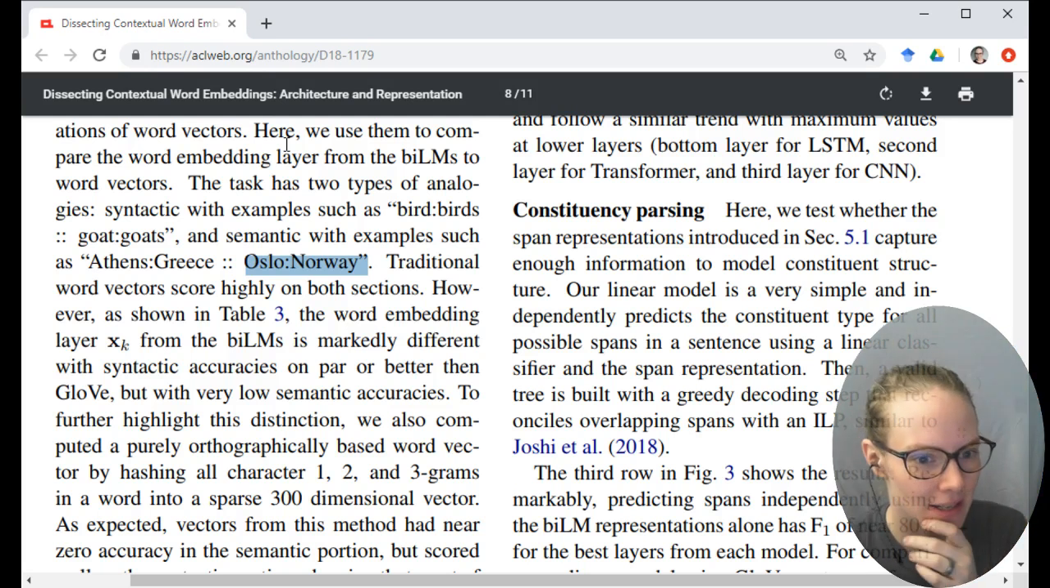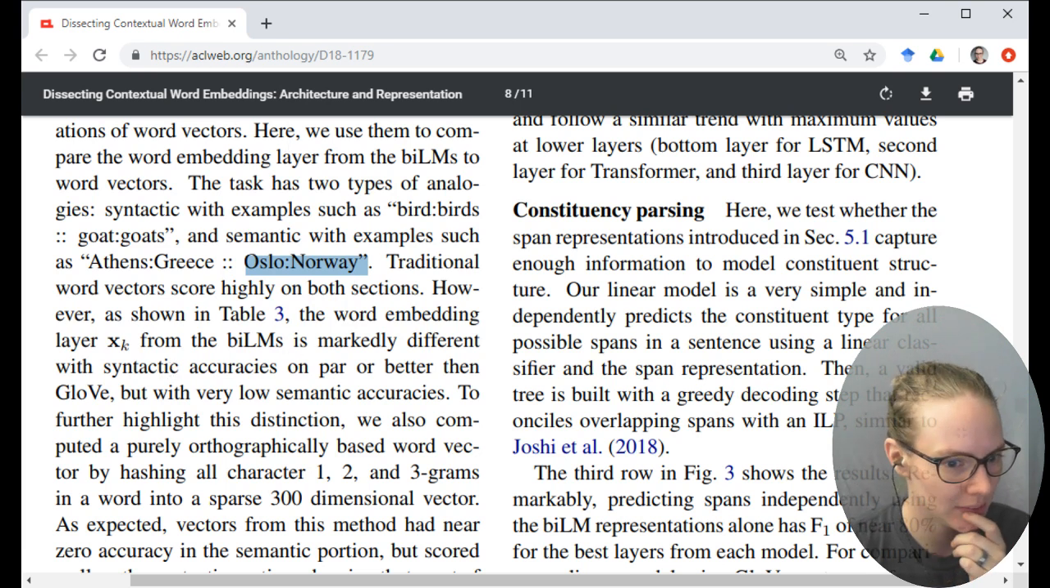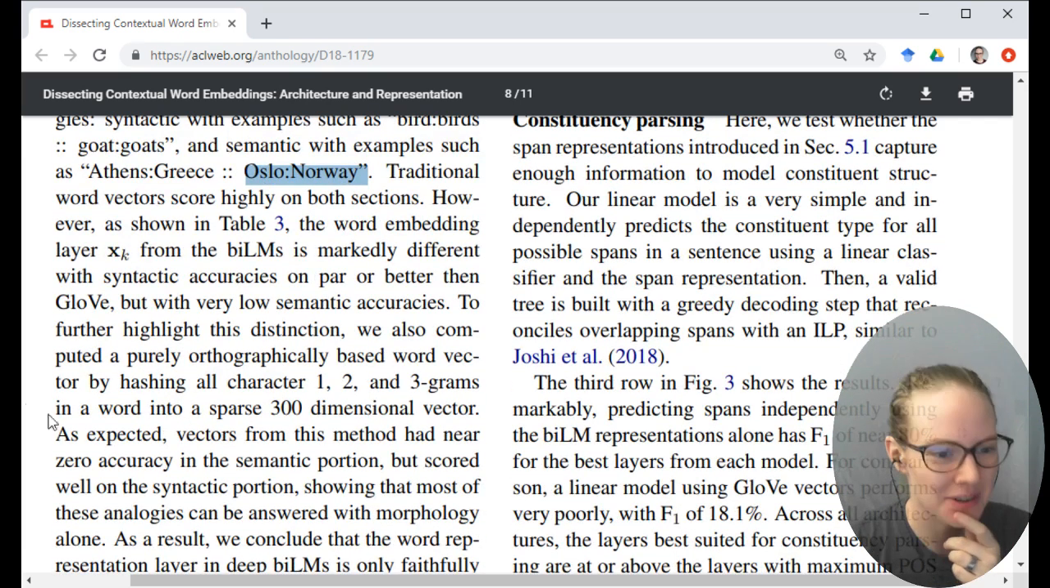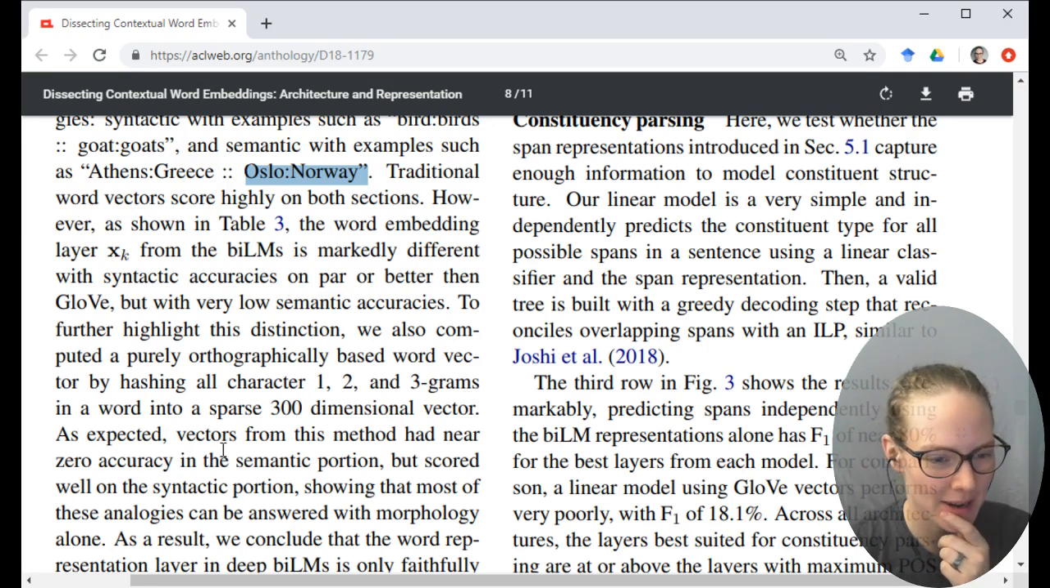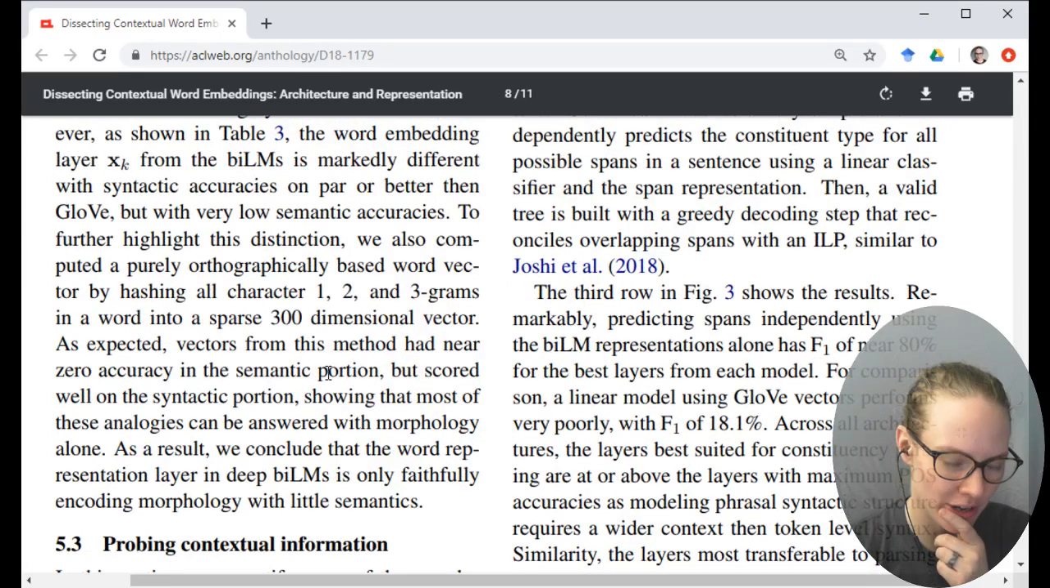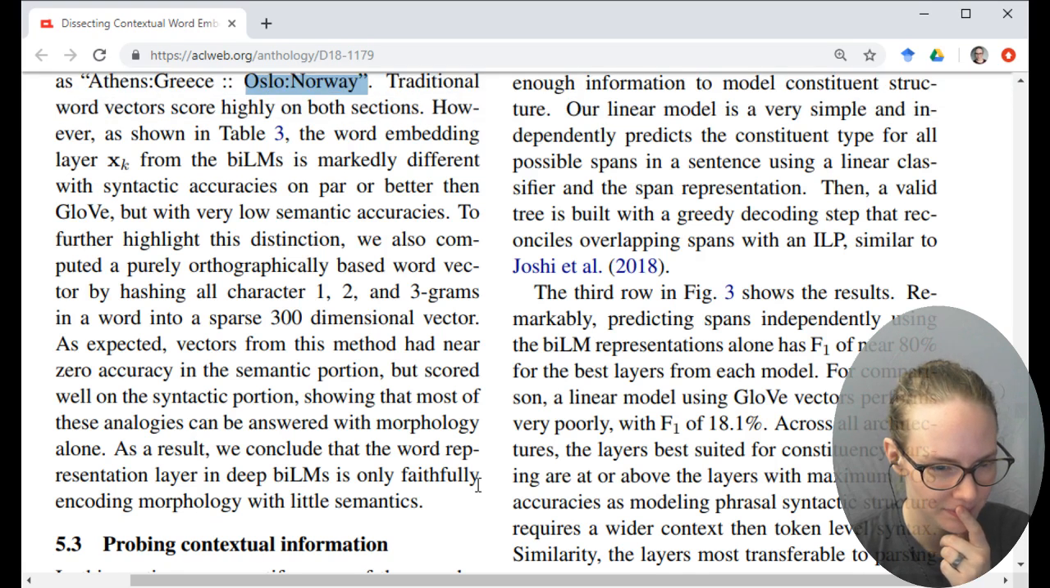In a word with sparse three-dimensional vector, as expected, vectors from this method had near zero accuracy on the semantic portion, but scored well on the syntactic portion, showing that most of these analogies can be answered with morphology alone. As a result, we conclude that the word representation layer in deep ILMs is only faithfully encoding morphology with little semantics.